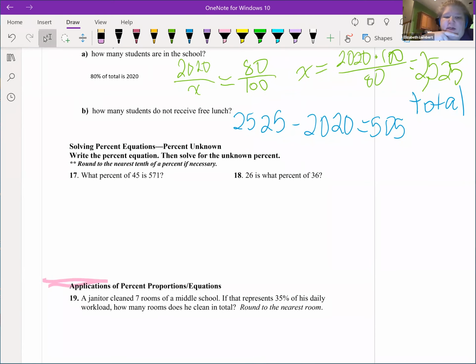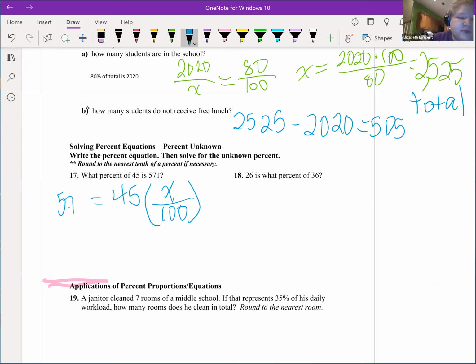Yeah. All right, now we're back to, they want us to use the percent second equation and solve for the p's now. I really prefer is over of percent over 100. So what percent, that's our x over 100 of 45, so 45 is our base, is 571 is the amount, is the is number.